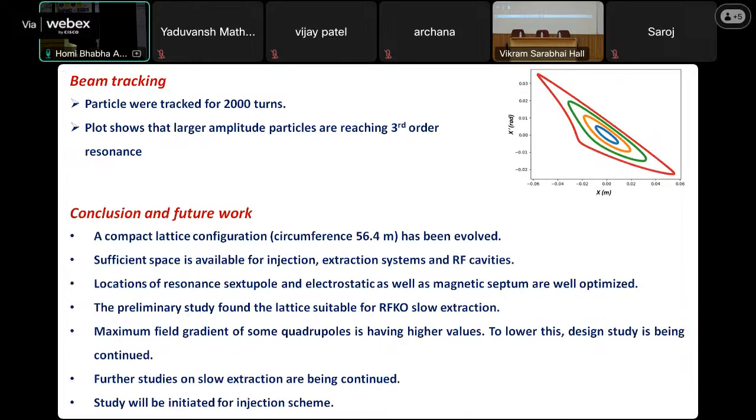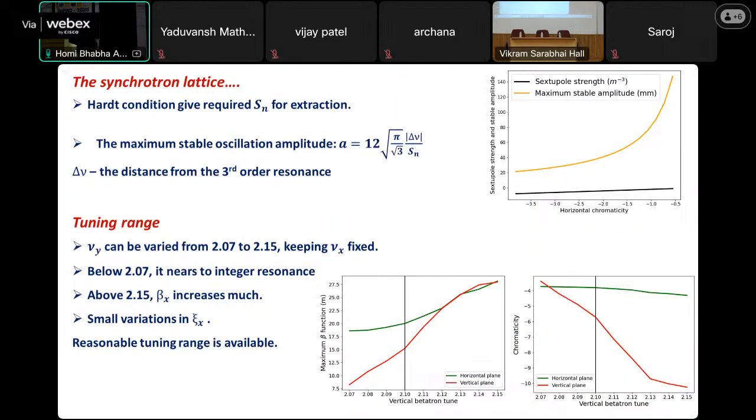From the Hardt condition, we can get the required sextupole strength, and the maximum stable oscillation amplitude varies inversely with this strength. This is the graph showing how the sextupole strength and stable amplitude are changing with the change of chromaticity, following the Hardt condition. The tuning range, as we have to fix the nu x, nu y can be varied from 0.207 to 0.15, so it's a reasonable tuning range.